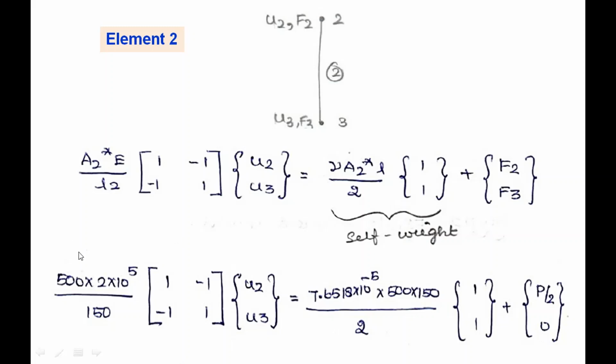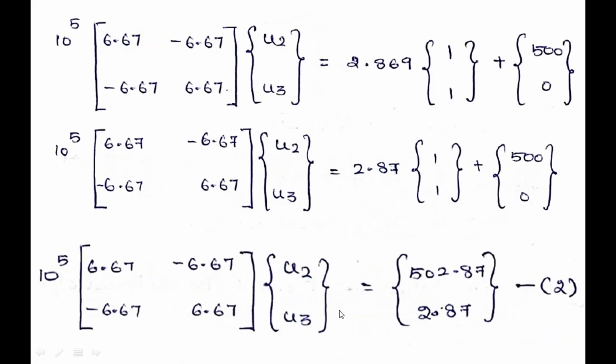Now reduce this equation. We keep 10 power 5 as the common term, and the remaining terms are taken inside the matrix. Similarly, you have to reduce this one. So 10 power 5, here you are getting 6.67 as the constant. Then on the right hand side you are getting 2.869 as the self weight, plus 500. Add this value; 2.6869 is taken as 2.87. When you add these two, you get 502.87, here 2.87, and this is the second characteristic equation, for the second element.